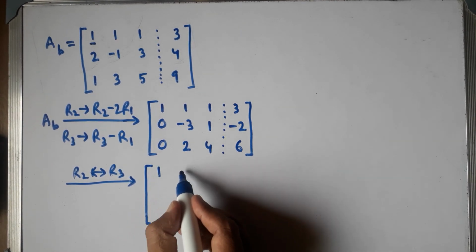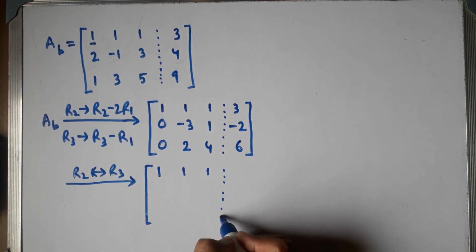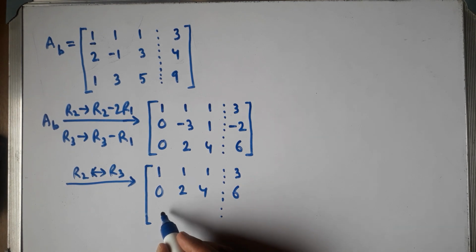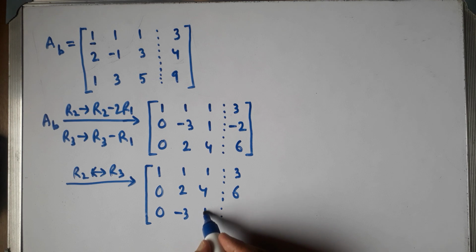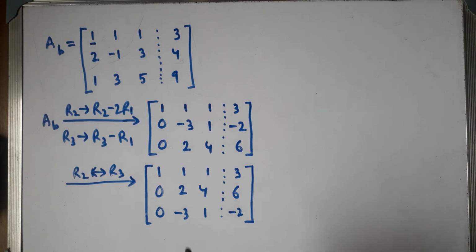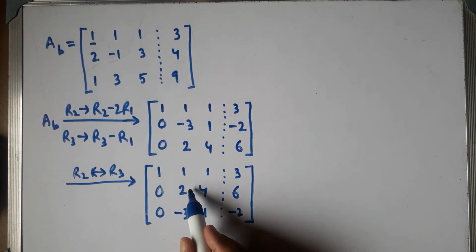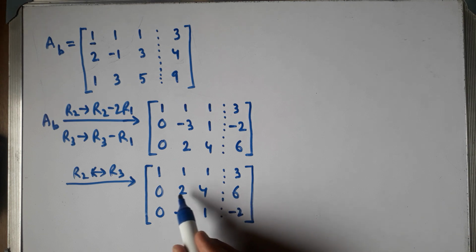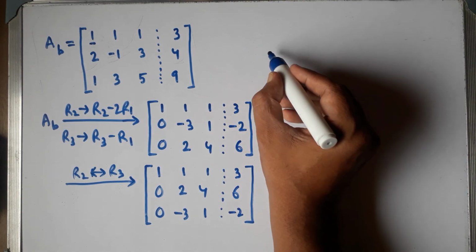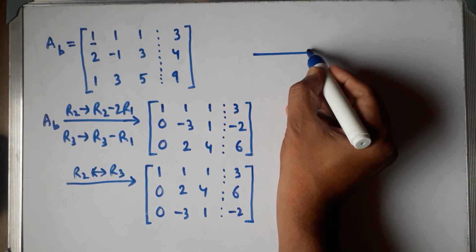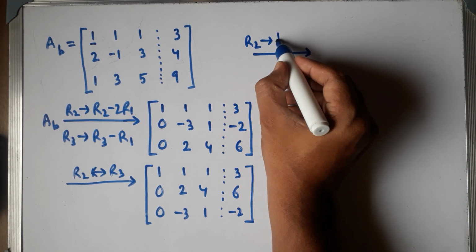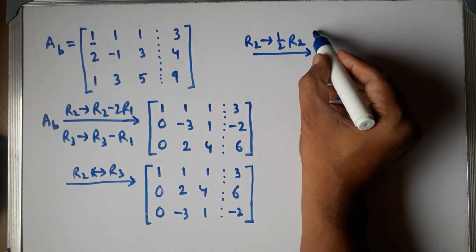So this will give you 1, 1, 1, 3. This is 0, 2, 4, 6. Then 0, minus 3, 1, minus 2. Now we can make this element 1 by multiplying this row by 1 by 2. So next step: R2 goes to 1 by 2 times R2.